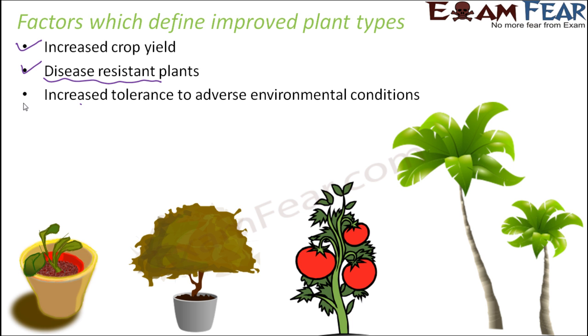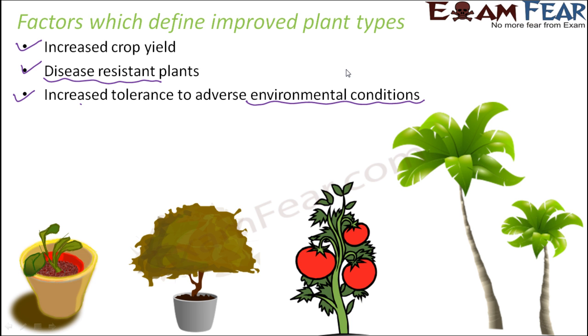Increased tolerance to adverse environmental conditions. So what do we mean by adverse environmental conditions? When we say that, we mean extreme temperatures. Maybe if the temperature is very high or very low, the plants sometimes are not able to survive. But if the plants have increased tolerance to changes in temperature, then it is definitely an improved variety.